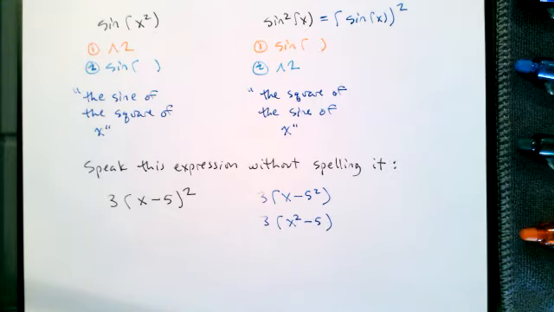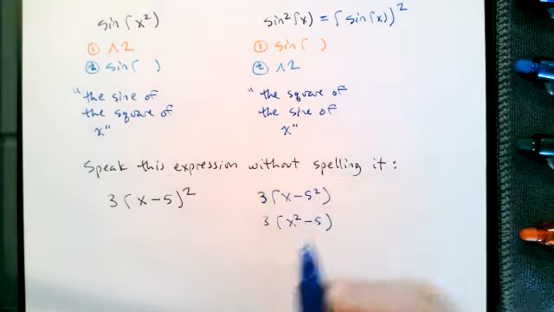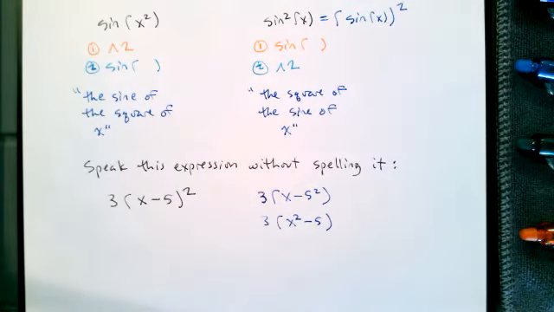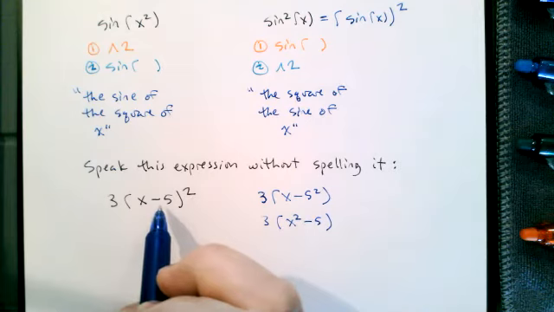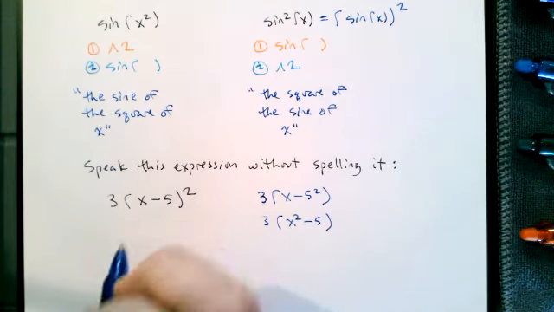3 times parenthesis x minus 5, close parentheses, squared. That's just spelling it. I want you to do it without spelling it. How would you speak that in words? Not just type it out, but speak it in words. 3 times the square of the difference of x. Instead of saying x minus 5, you can say the difference of x and 5. But that will do it. 3 times the square of the difference of x and 5.